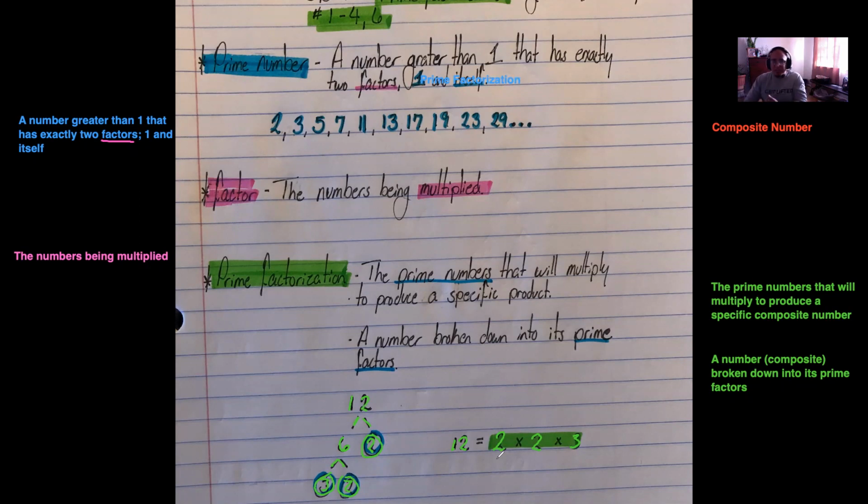And when I multiply them together, they produce the composite number of 12. 2 times 2 is 4, right? And then 4 times 3 is 12. If I go the other way around, 2 times 3, that's 6, and then 6 times 2 is 12. So I know this is correct.